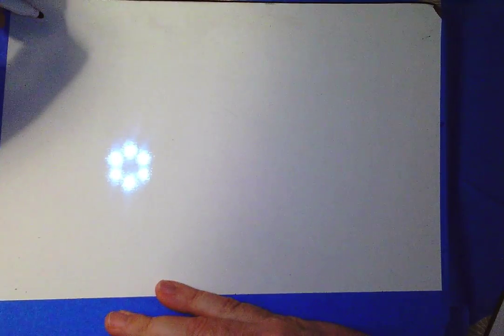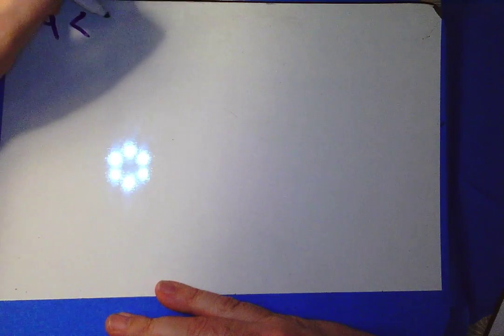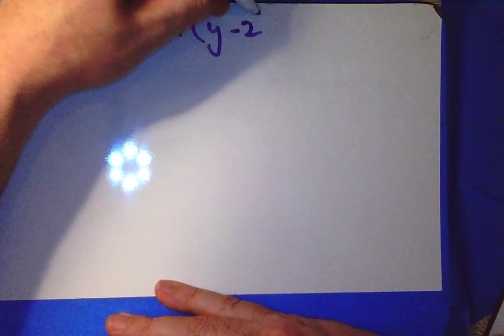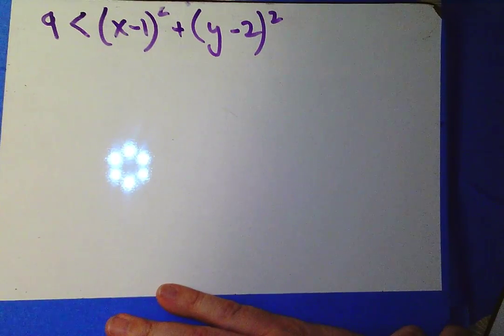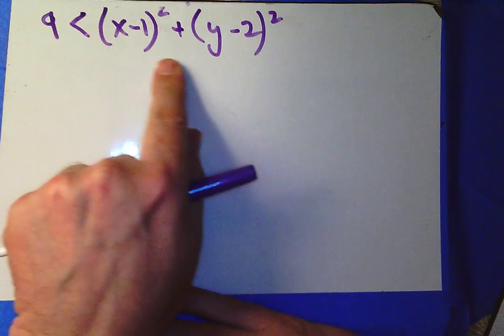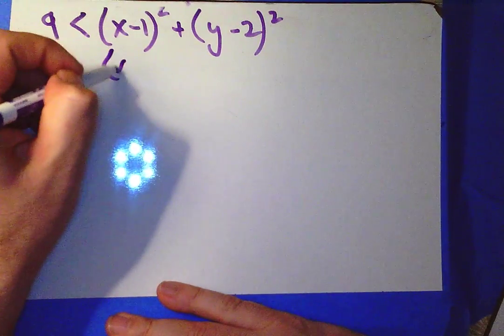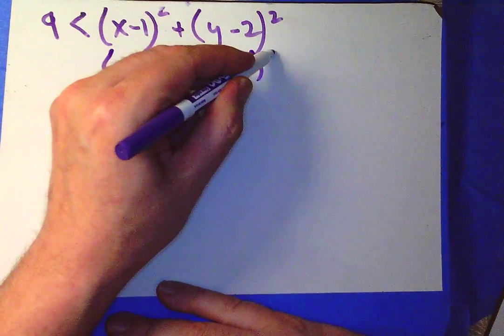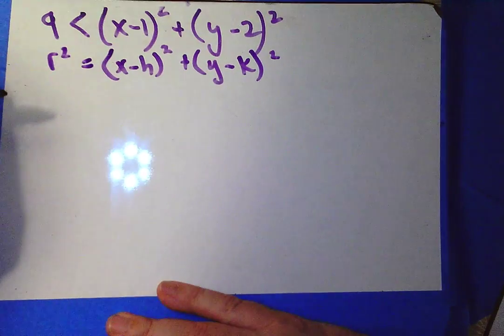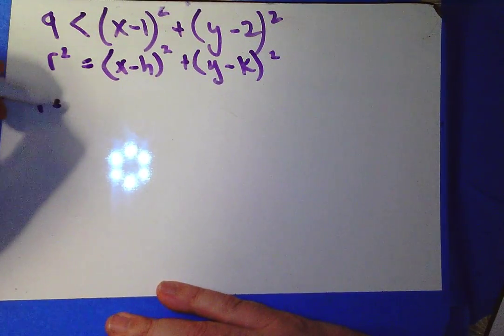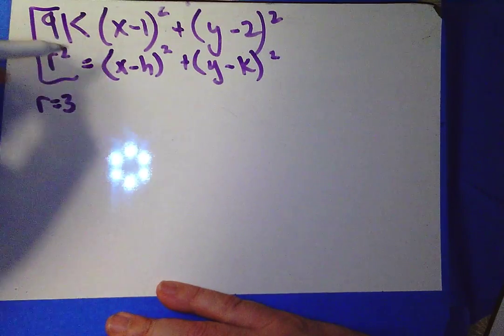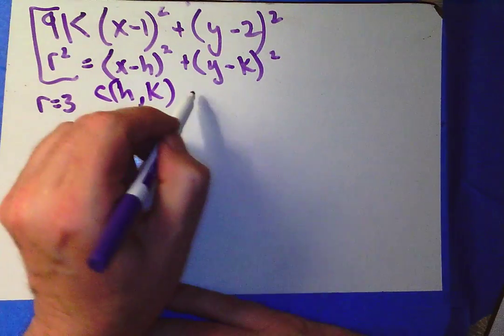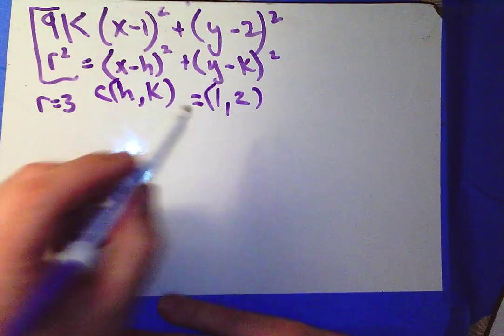And let's ask about this one. 9 is less than (x minus 1) squared plus (y minus 2) squared. What's that? Well, hopefully you remember that this is the equation of the circle, (x minus h) squared plus (y minus k) squared equals r squared. We can see that our radius is 3, and we can see that (h, k), the center of the circle, is located at (1, 2).